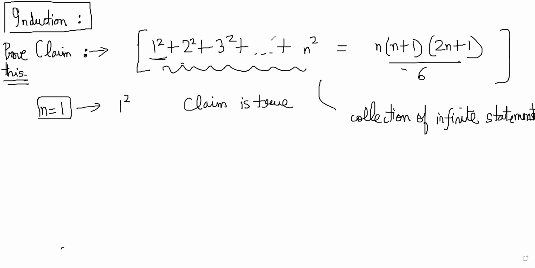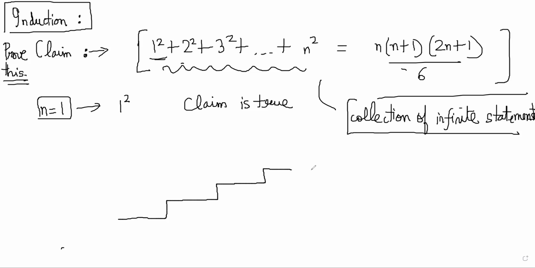So how to prove an infinite set of statements? That is the thing. For all n, I have to prove this, right? So think of it as going up on a ladder or a staircase. Think of it as a staircase and you are climbing up on a staircase, okay?